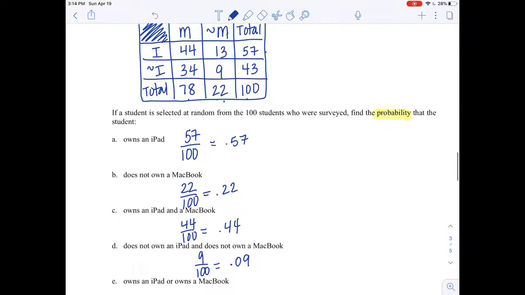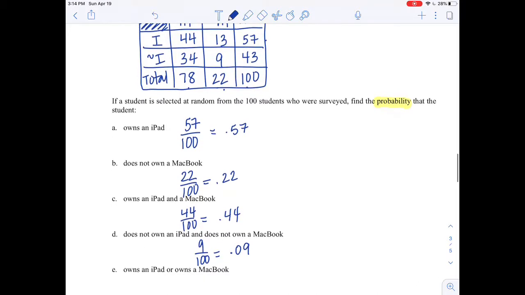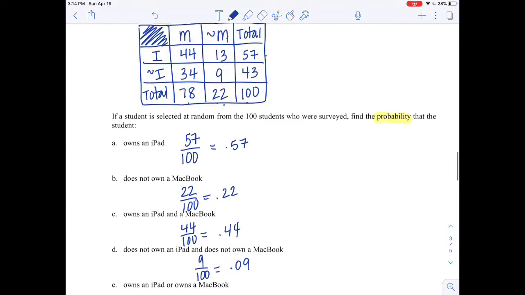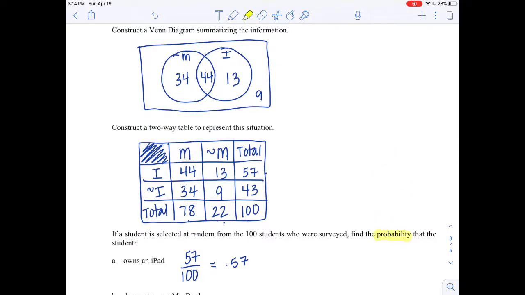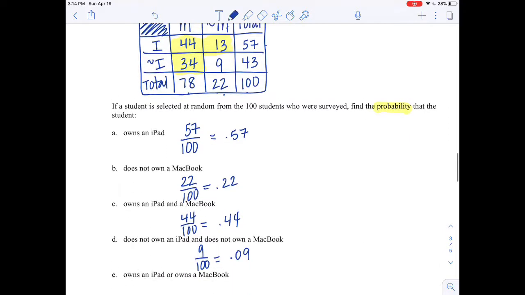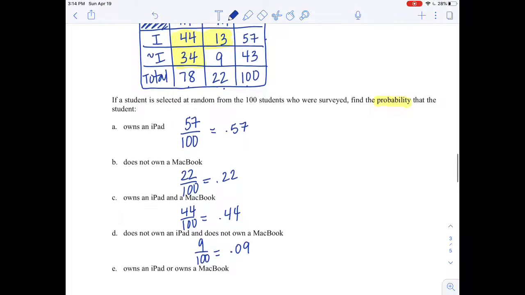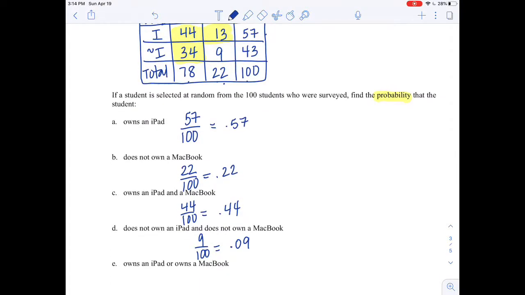Owns an iPad or owns a MacBook. Basically you have to add up everybody who owns either one or both, and it's important that you don't count the overlap twice. If you were doing this with the Venn diagram, you would have added up this portion of a circle, plus the middle, plus everything on the right-hand side. Now in the two-way table, you're going to add up everything in these 3 boxes right here. That's your OR probability. By only adding the 44 one time, you're not adding that overlapping section twice. So you have 34 people who just own a MacBook.